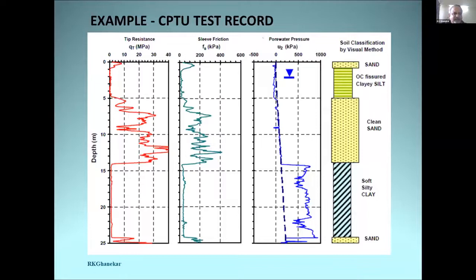This is an example of the CPT profile. You can see how various different kinds of soils react to the penetration of the cone, and these are reflected in the measured parameters like cone resistance, sleeve friction, and pore water pressure generated.